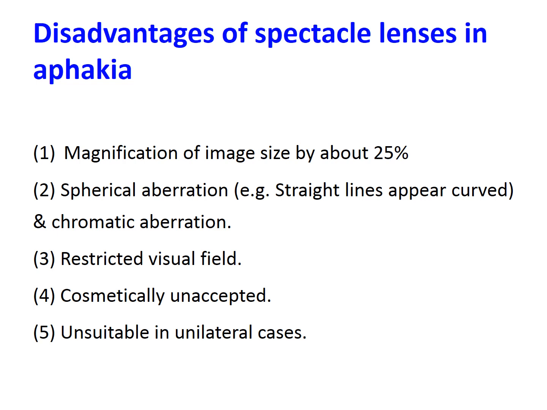What are the disadvantages of a spectacle lens in case of aphakia? The magnification of image size is about 25%, as it is a high hypermetropic glass. There is a lot of spherical aberration, chromatic aberration, restricted visual field. Cosmetically, it is unaccepted. It is a very heavy lens, and it is completely unsuitable in unilateral cases, as it will cause aniseikonia and binocular diplopia.